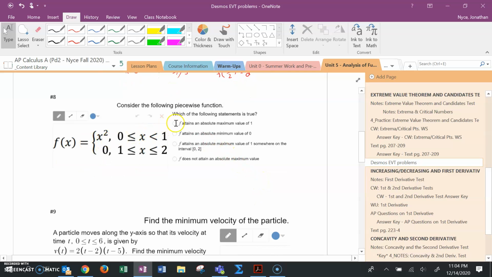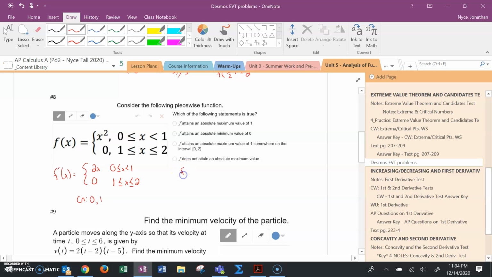Here we're given a piecewise function. We want to find out which of these statements are true. Statements are asking about absolute maxes and mins. So again, we know that a function is going to have its absolute maximum and minimum at an endpoint or at a critical number. So if we find the derivative, we find that the critical number, where the derivative is going to be equal to 0, is just 0. And also at x equals 1, where the derivative doesn't exist, that's also going to be a critical number.